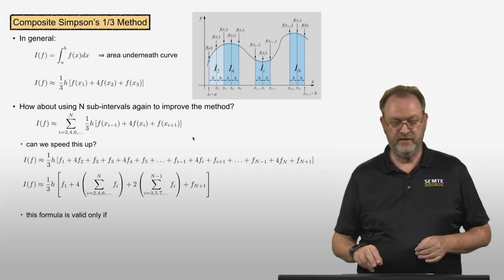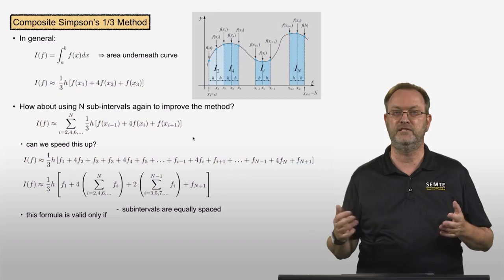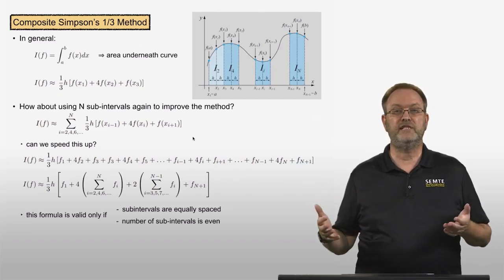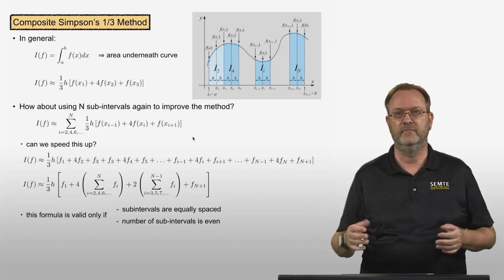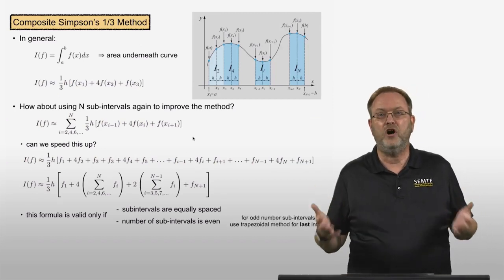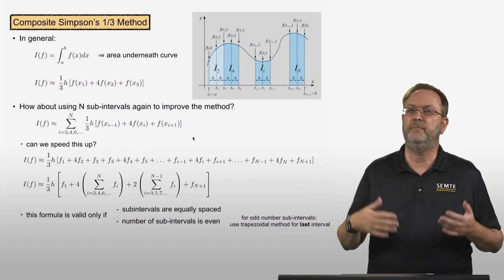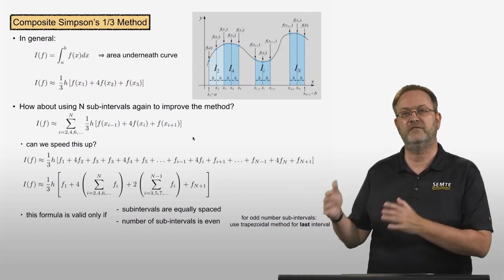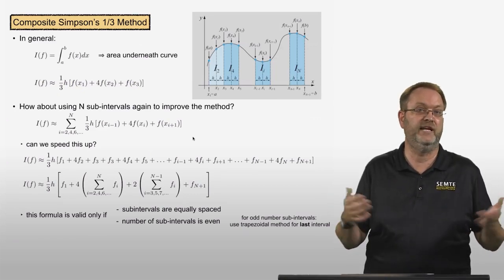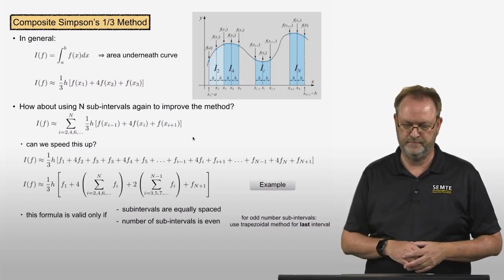Now, strictly speaking, this formula is valid only if the subintervals are equally spaced, right? If there's an h that I can pull out, and the number of subintervals is even, because I always have to combine 2 subintervals together. Now, if we have an odd number of subintervals, then we have to use the trapezoidal method for the last interval. Everything before that has to be an even number of subintervals. We can use this formula for Simpson's 1/3 method.